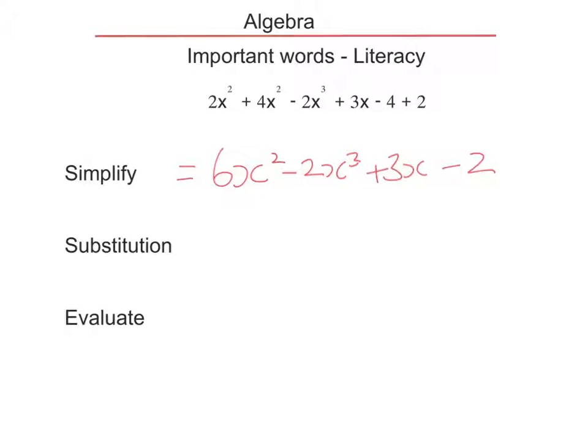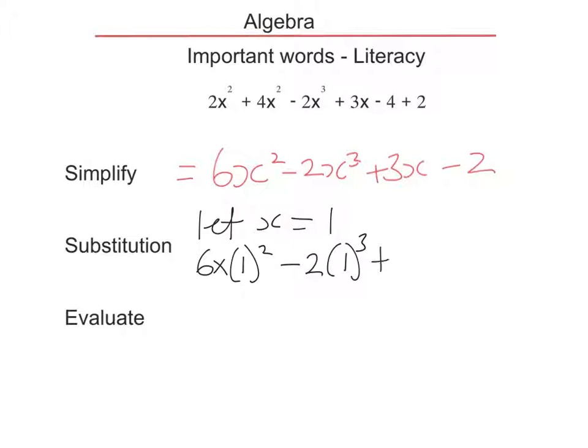Substitution is when you replace the letter with a number. In this example here, I'm going to substitute by letting x equal 1. That means I'm going to get 6 multiplied by x squared, which is (1) squared. Putting in brackets is a safe way of not mucking up your positives and negatives. Subtract 2 times x cubed plus 3 times x minus 2.